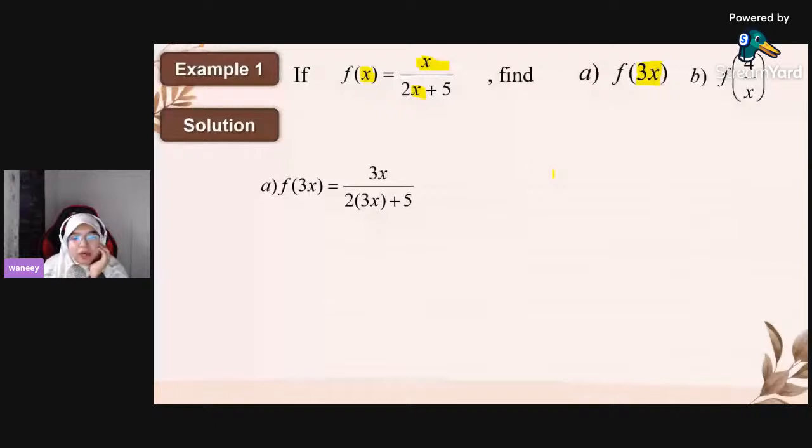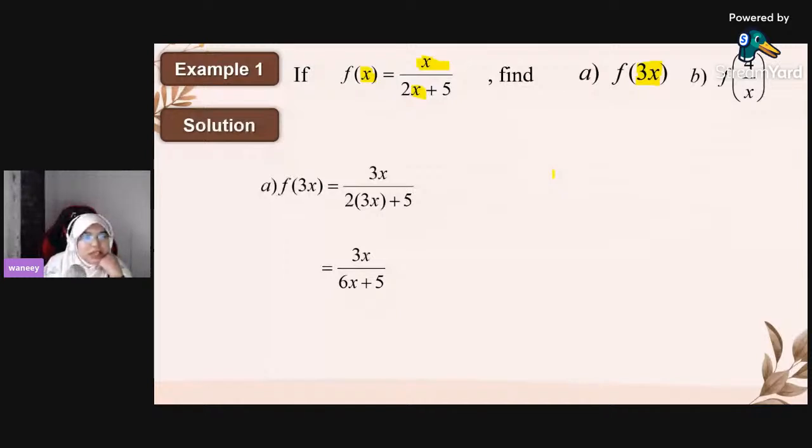Okay, so simplify your denominator after that. 2 times 3x is 6x. So we get 3x over 6x plus 5. Okay, that is the simplest form. So done with A. Okay, so now let us do B.